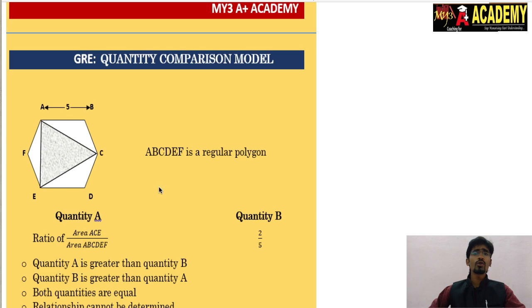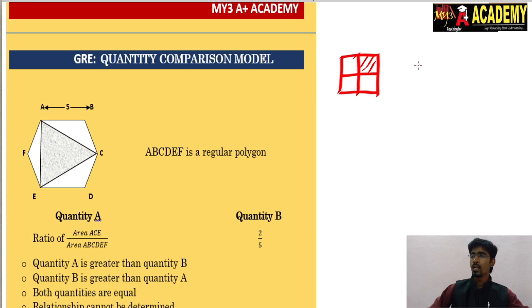Remember, don't try to use calculations like finding the area of a triangle and the area of a hexagon. For problems based on ratios of two figures, you just blindly use a very simple logic. Understand the symmetry of the geometric figures. If you are able to cut the figure into unique parts, you can solve the problem very easily.